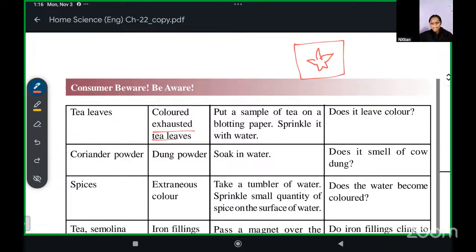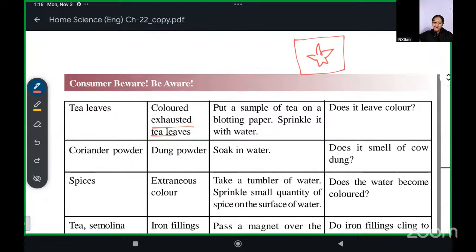Then coriander powder, dung powder is mixed in it. Okay, it's adulterated. If you soak your coriander powder in water, then if it smells like cow dung, then it is adulterated with dung powder. I don't know how they use dung powder or whatever to adulterate it.